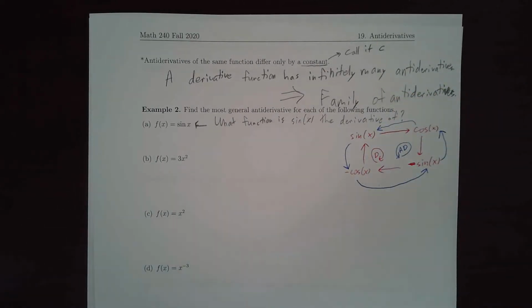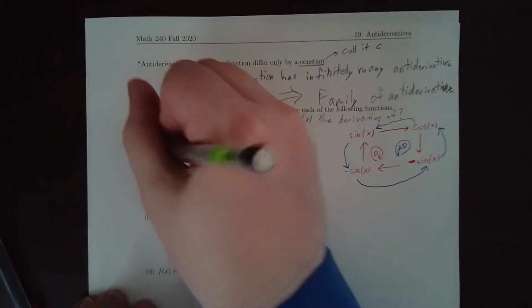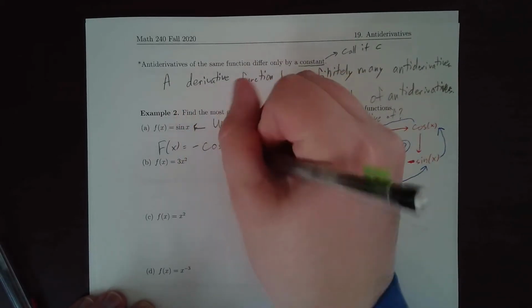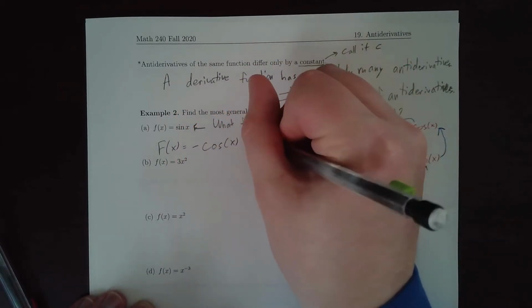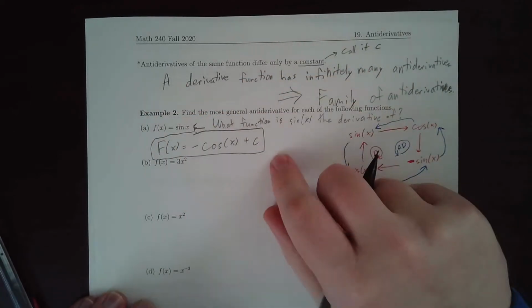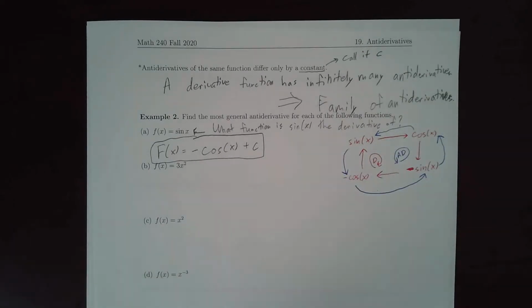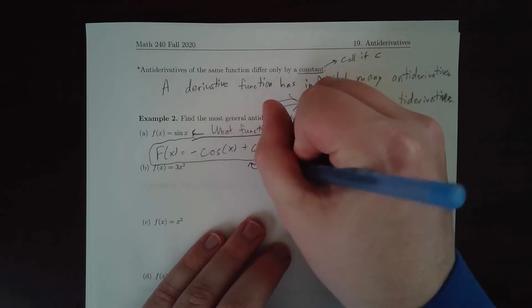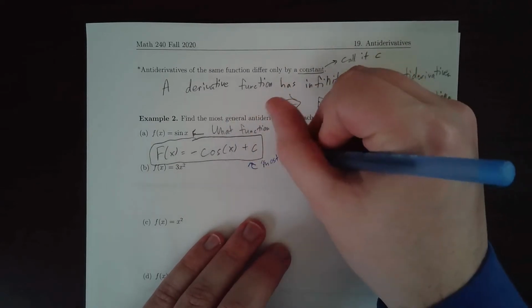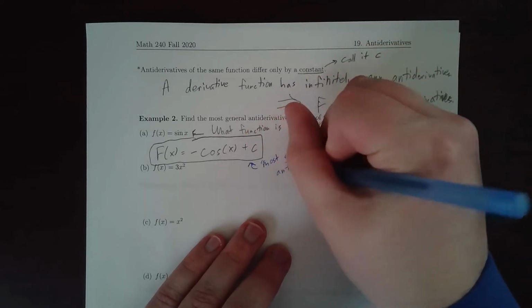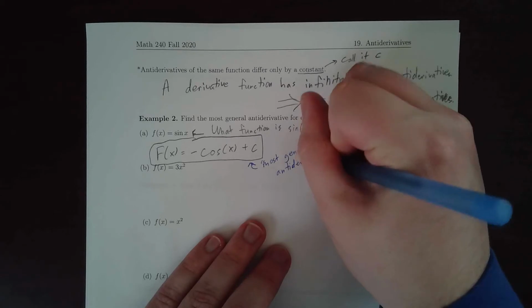So at the end of the day, that means that our big F of x, the antiderivative here, will be negative cosine of x plus c. And the reason we have to add this plus c is that this makes it the most general antiderivative, because we know there could be some sort of constant added to it, but without a little bit more information, we can't figure out exactly what that constant would be.